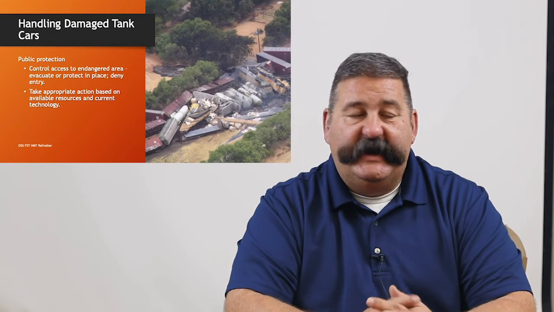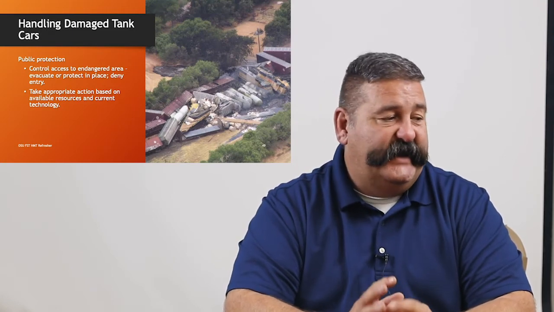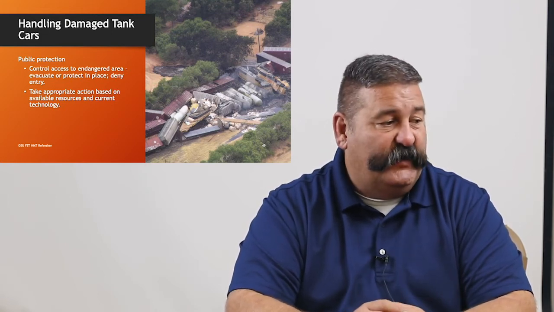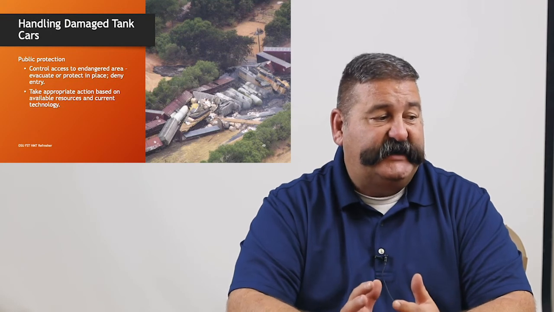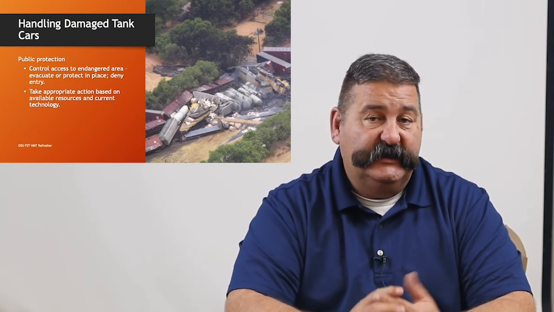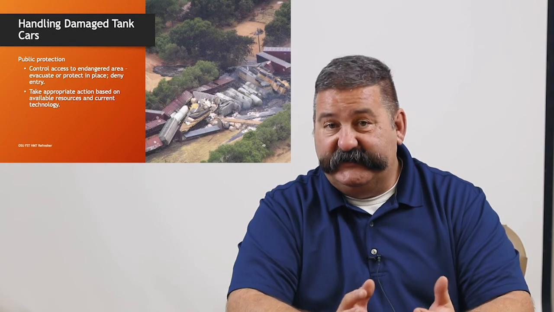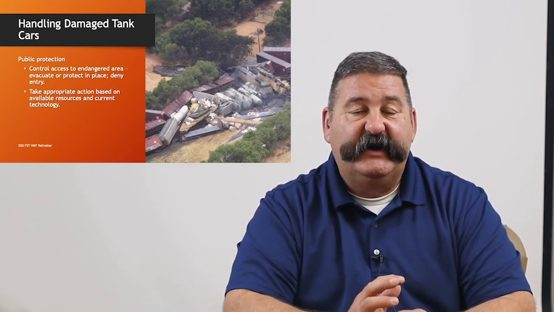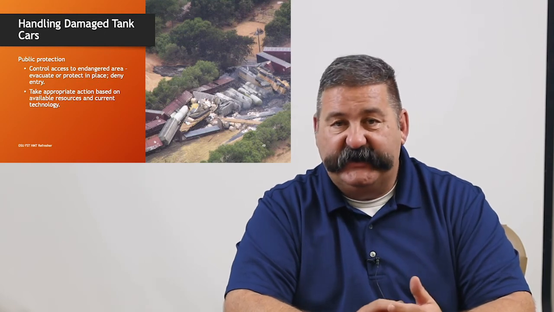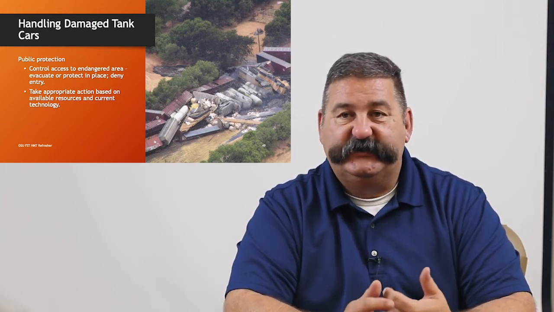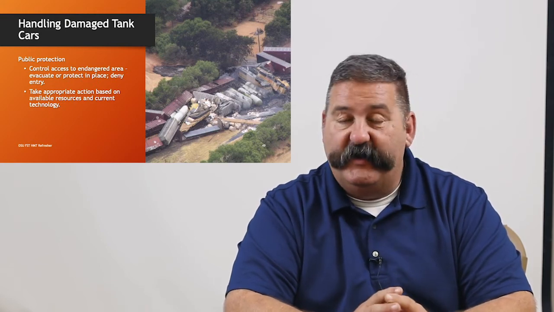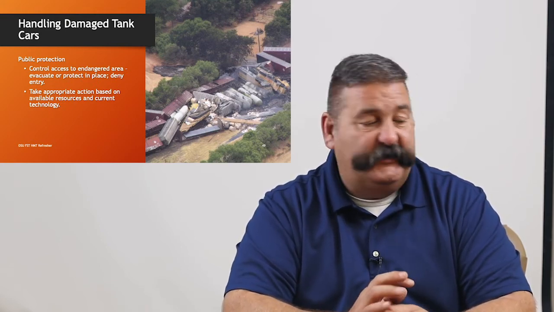So the next thing we're looking at is public protection when it comes to handling these damaged tank cars. Control access to the endangered area, obviously. We've talked about that quite a bit. Isolation, evacuation, evacuate or protect in place depending upon the situation, depending upon the product, and also obviously depending upon what's in the path of that. You have to take into consideration, it could be something like a nursing home, a detention facility, schools, whatever the factor is, you've got to look at that and take that into consideration to figure out whether or not you're going to evacuate or shelter in place.